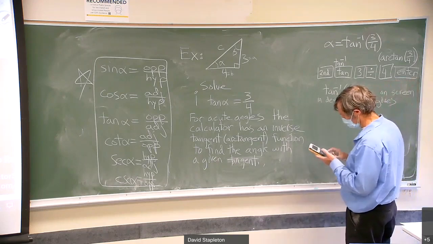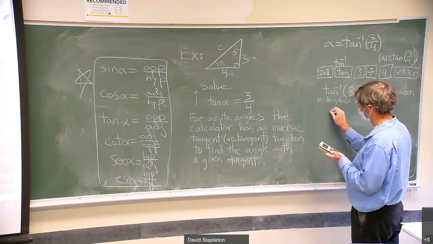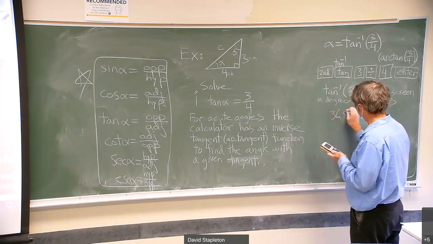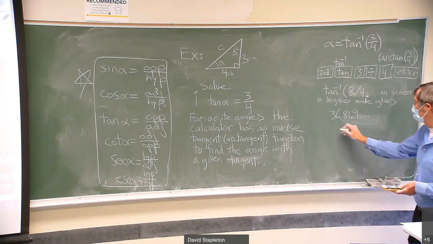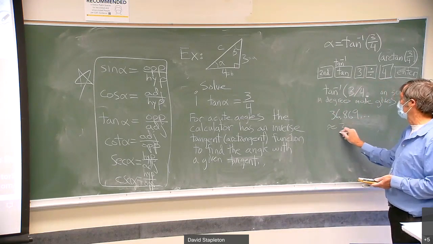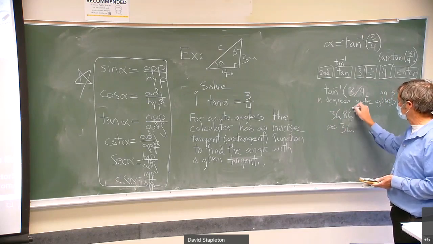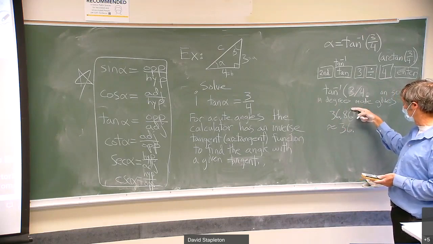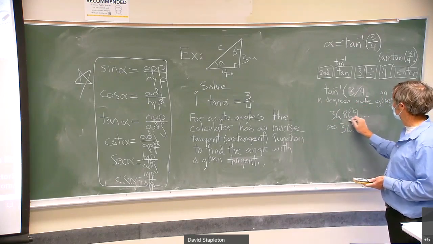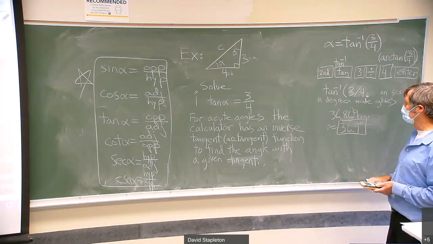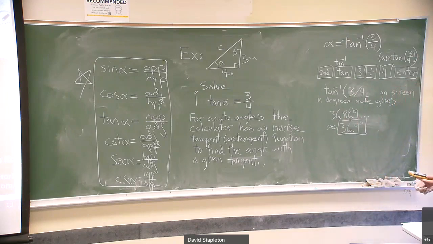So I'll push those in, and arc tangent 3/4 tells me 36.869, and so on. Let's round that to one decimal place. Well, this next digit is bigger than or equal to 5, so I'll call it 36.9 degrees is the angle there to the nearest tenth of a degree, one decimal place.